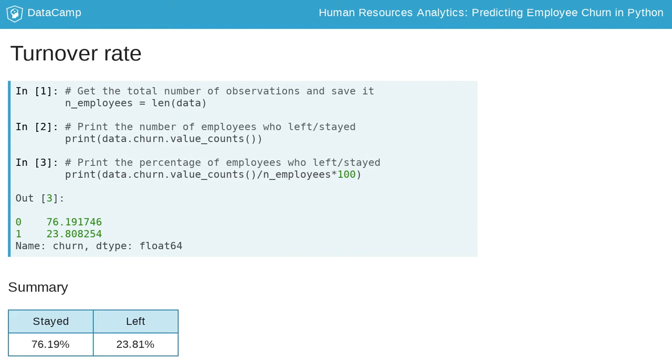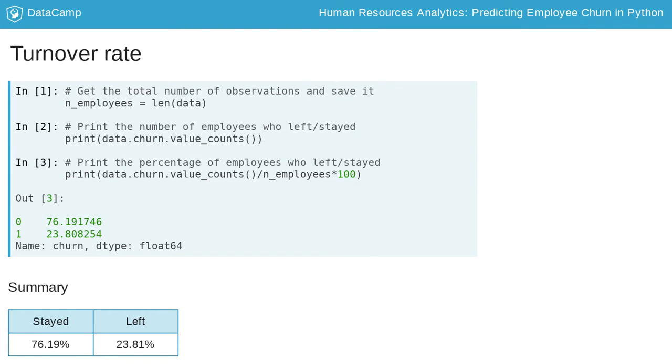To calculate the turnover rate, we have to count the number of times this variable has the value 1 and 0 and divide it by the total. If we multiply the results by 100, then the outcome will be the percentage of employees who left and stayed. This task is again accomplished in 3 steps.